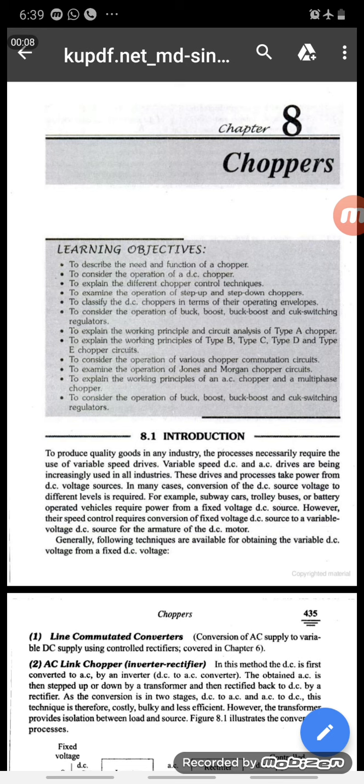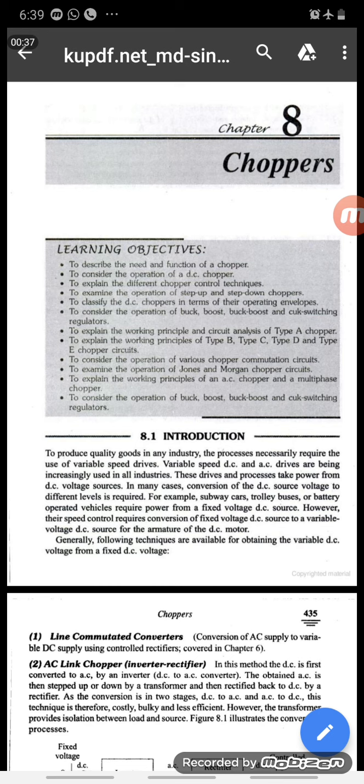Today I would like to explain the chapter of choppers. Choppers means it is a DC to DC conversion. The converter which converts fixed DC to variable DC is called a chopper, or DC to DC transformer. We can also call it a DC transformer.